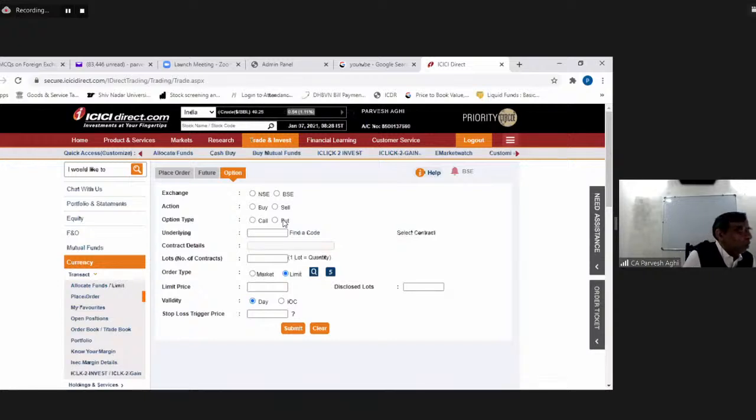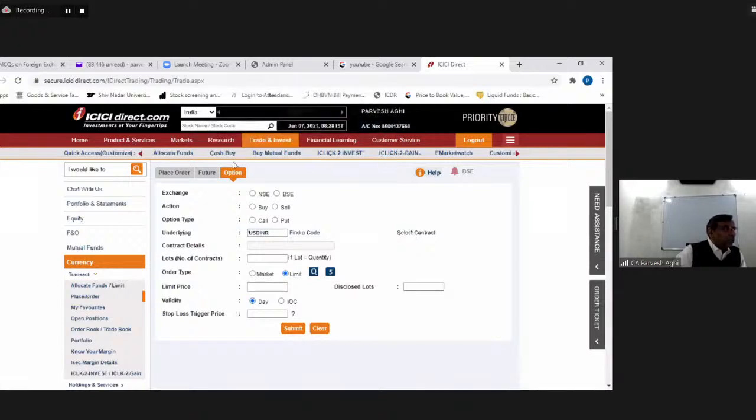If you buy a call, you're called the call holder. If you buy a put, you're called the put holder. If you sell a call, you're called the writer. If you sell a put, you're again called the writer. Then you choose the pair, suppose the USD INR pair, and then you go for a contract.